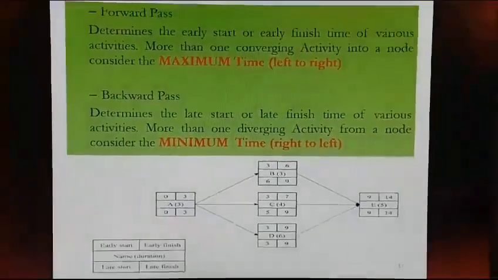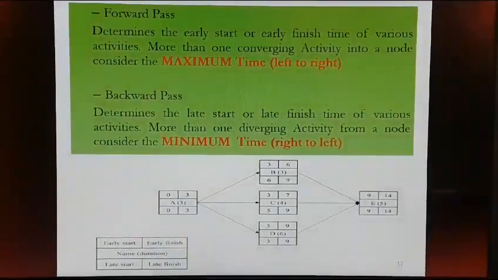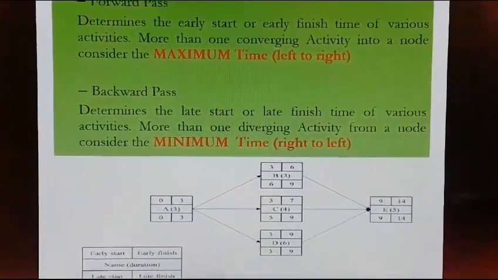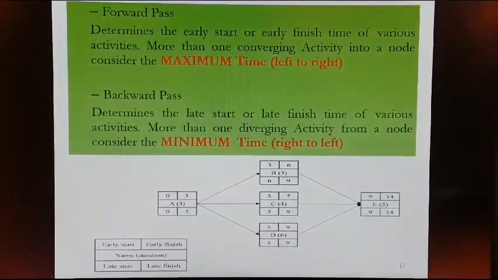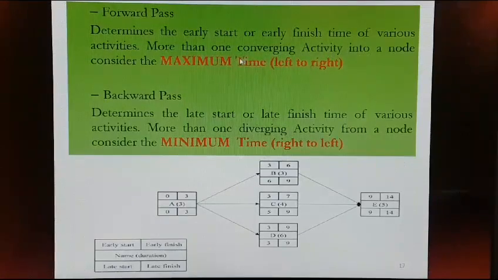Next we will see what is forward and backward pass in network. See, forward pass always determines the early start or early finish time of various activities in a construction project. And if more than one converging activity is there in a node, you have to consider the maximum time. And in forward pass, you always move from left to right.